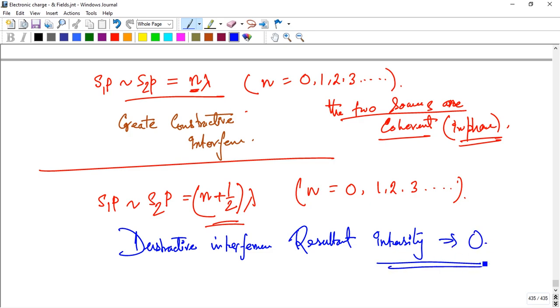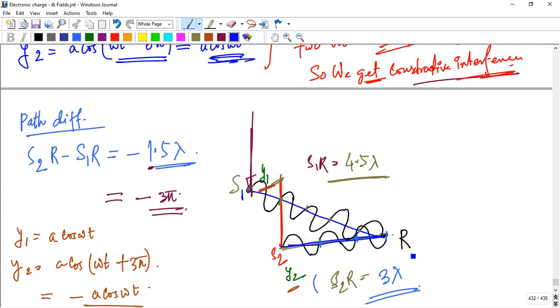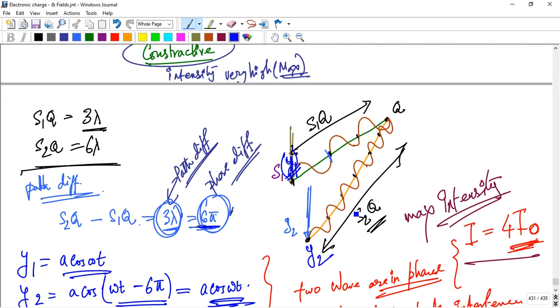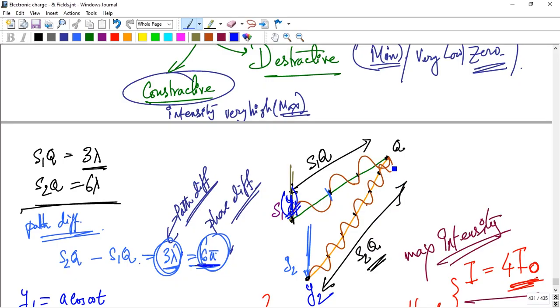Okay, therefore there is a minimum. If you take an arbitrary point, suppose if I summarize these two, we know that point R here, and for destructive, for constructive, we know the Q point here.